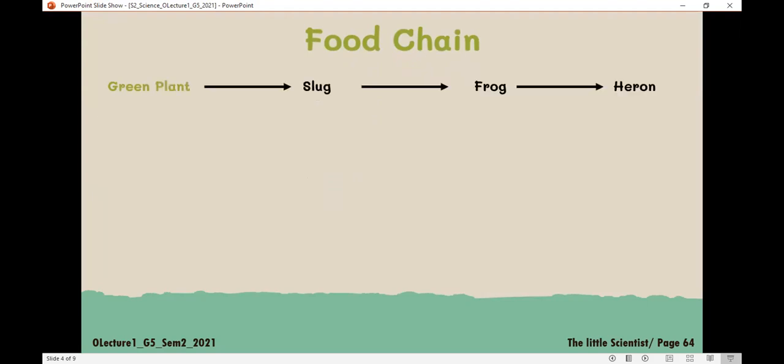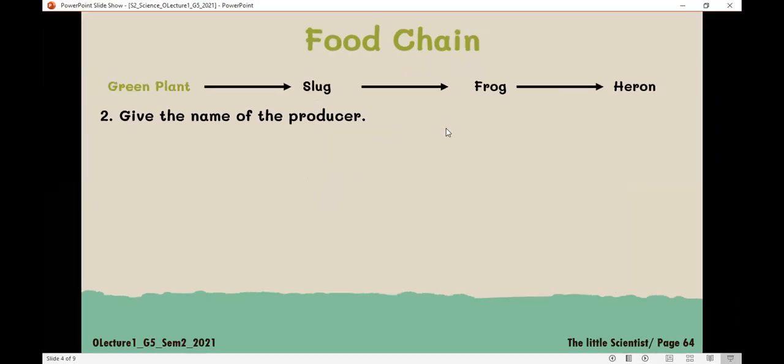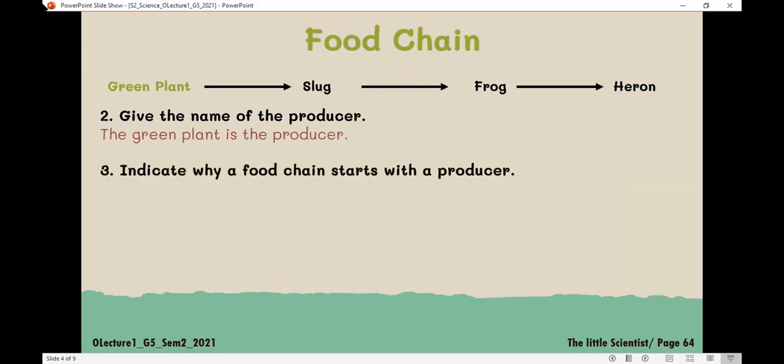The green plant is eaten by the slug. The slug is eaten by the frog. The frog is eaten by the heron. Ghina, yalla. What is the name of the producer in this food chain? The green plant. Good job.